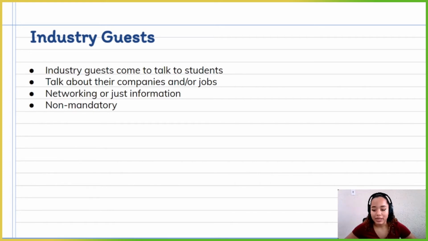And they're completely non-mandatory. So if you're an artist and a level designer comes in and you have no interest in level design, there's absolutely no pressure to show up at all.